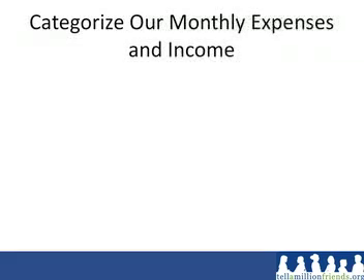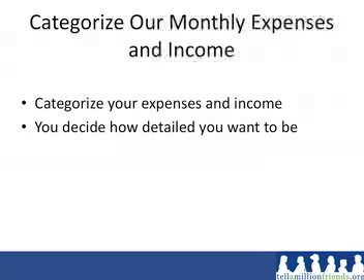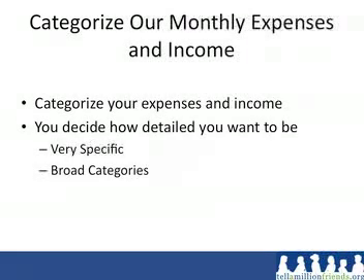Now that we've decided what method will work best for us and have all of our documents in hand, we want to start to categorize our monthly expenses and income. As mentioned earlier, the best budgets are the ones that we create that will best work for us. With that said, we need to decide how detailed we want to be. Do we envision that our expenses will have just a few general categories, such as housing, food, entertainment, investments, and savings? Or are we going to have lots of subcategories on top of our regular categories?